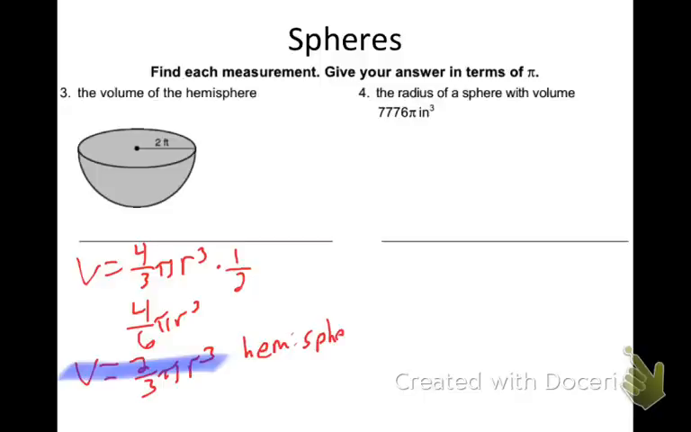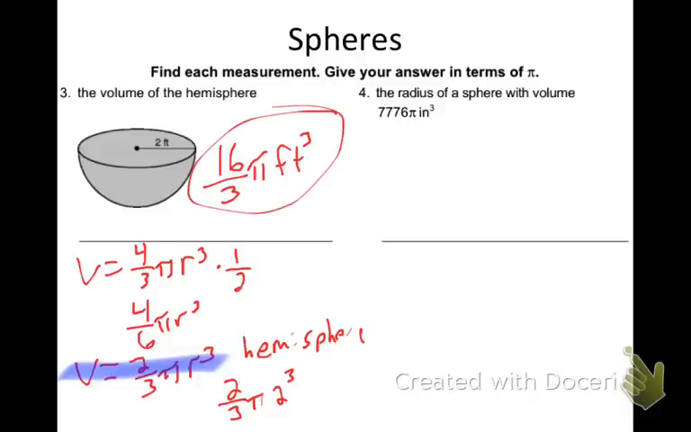So if I were to plug that in, what's my radius here, Boger? 2 feet. So I have 2/3 pi 2 cubed. What's 2 cubed, Boger? 8. Times 2? 16. So I get 16 over 3 pi feet cubed. Is that what you had? Nice job. And number 4, a little bit tougher. What happens in number 4? They give me the volume.